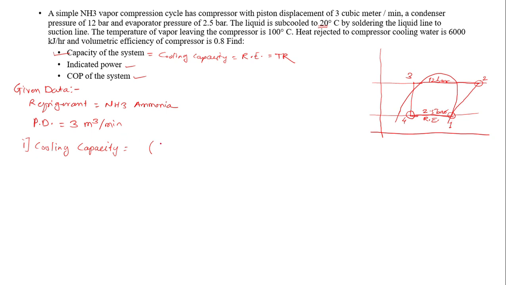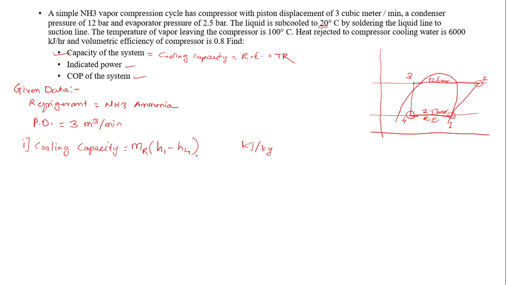Okay, so the enthalpy difference across this particular process is H1 minus H4. However, the answer will be in kilojoule per kg. So I need to convert this kilojoule per kg to tons of refrigeration. Obviously, I need to multiply this term by the mass of refrigerant.